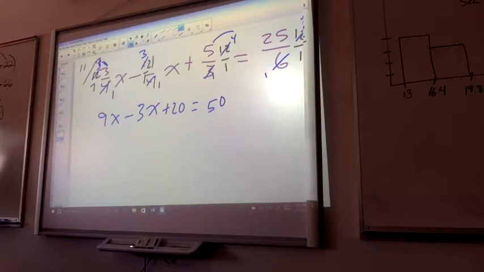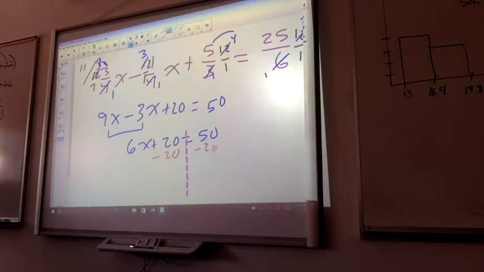Any questions about what we did there? Again, we cleared the denominator. We no longer have to work with the denominator. The answer is still going to be the same, which is pretty cool. Combine like terms. Those are like terms. So I get 6x plus 20 is equal to 50. Now I can go ahead and put my dotted line in. So I'm going to subtract 20 from each side. Those cancel. So I get 6x is equal to 30.